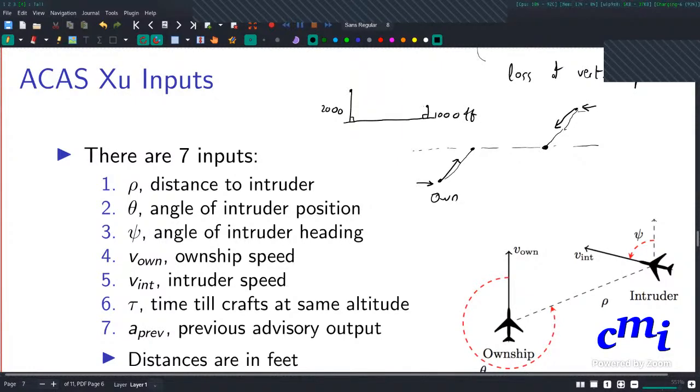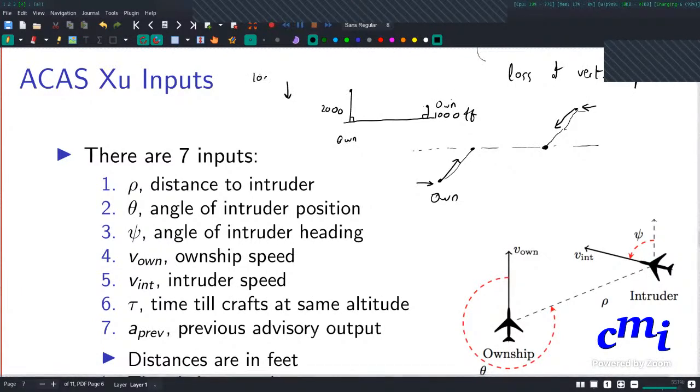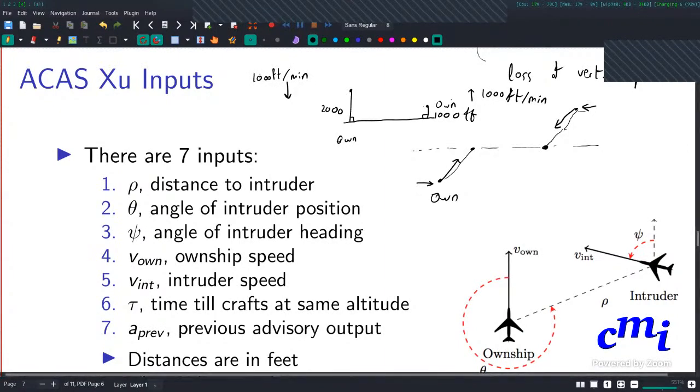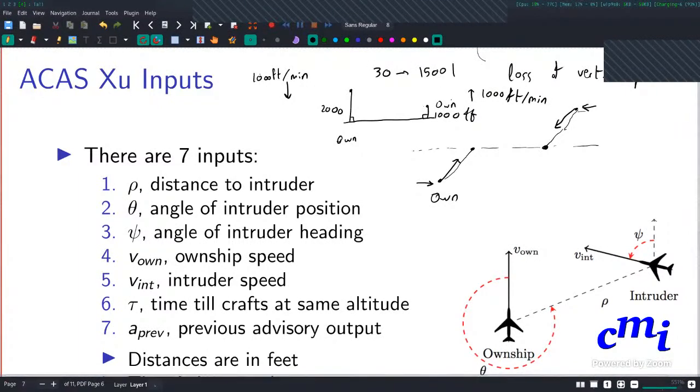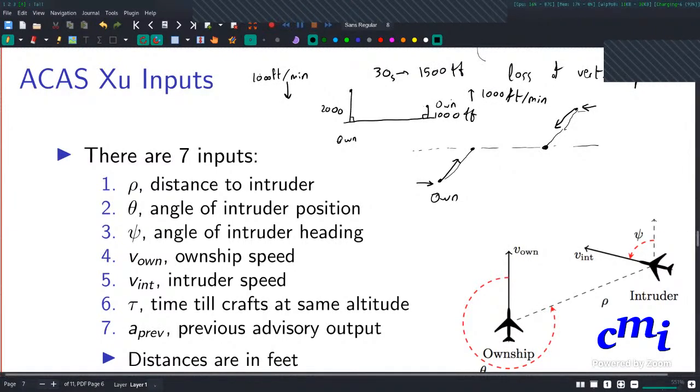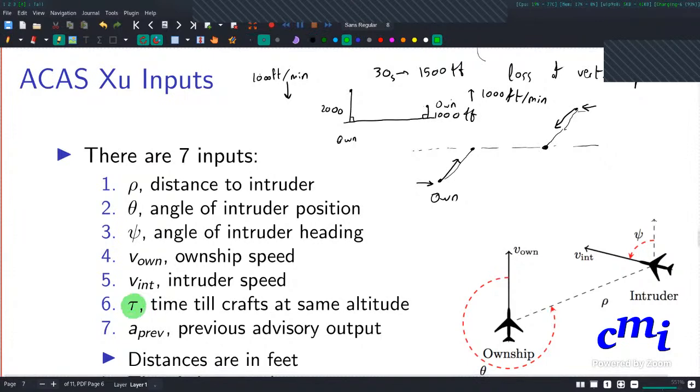So for example, if your own aircraft is at 2,000 feet and the intruder aircraft is at 1,000 feet, and let's say that your own aircraft is descending at, say, 1,000 feet per minute, and the other aircraft is climbing at 1,000 feet per minute, then we know that in 30 seconds, both of them will be at 1,500 feet, right? So then 30 seconds is our time to loss of vertical separation. Okay. And this time to loss of vertical separation is the 6th parameter, tau.